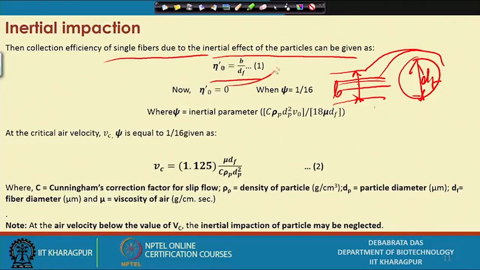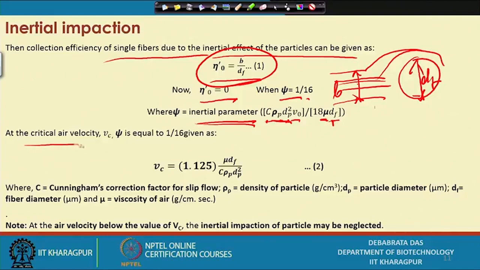So, this is the collection efficiency due to inertial impaction, and this will be equal to 0 when psi equals 1 by 16. What is psi? Psi is called the inertial parameter, and this is C rho p dp squared v0 by mu df, where C is the Cunningham factor, rho p is the density of the particle, dp is the diameter of the particle, v0 is the velocity of the air, mu is the viscosity of the air, and df is the diameter of the fiber.